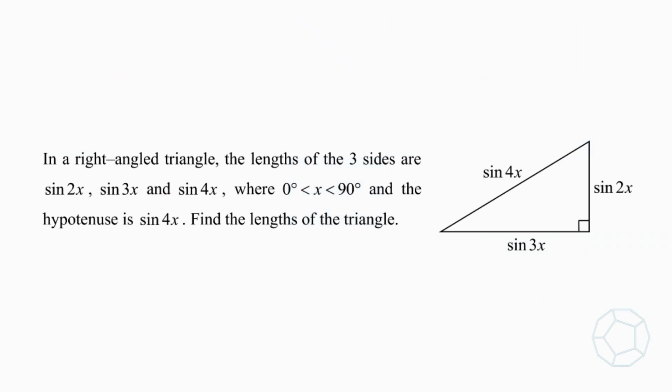In a right-angled triangle, the lengths of the three sides are sine 2x, sine 3x, and sine 4x, where x is between 0 degrees and 90 degrees, and the hypotenuse is sine 4x. Find the lengths of the triangle. You may use the chapters below to jump to the section of thinking process and different parts of the detailed solutions.